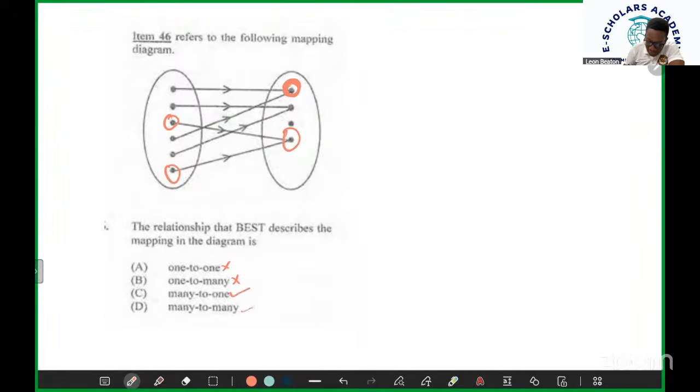So for it to be a many-to-many, it has to have a combination of 1-to-many and many-to-one. As long as you got a combination of 1-to-many and many-to-one, then it is a many-to-many. But for this one, it's simply C. Many going to 1. The answer to the question is in its name. Many going to 1.